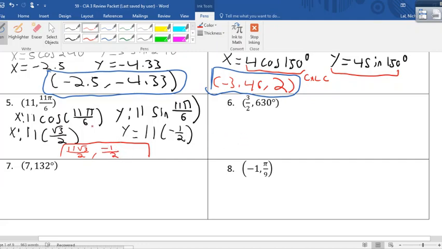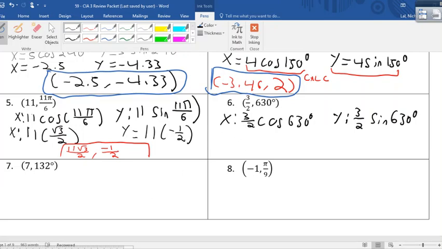All right, so that's 5. For 6, we're going to have 3 halves and 630, so we can definitely plug this into our calculator. Our x value is 3 halves times the cosine of 630. Our y value is going to be 3 halves times the sine of 630.